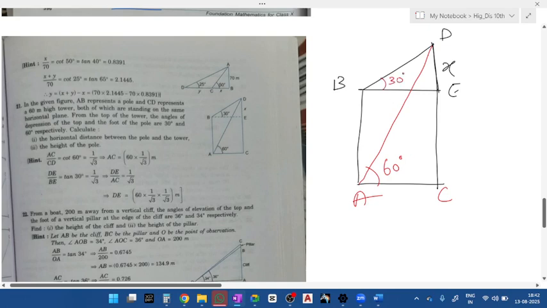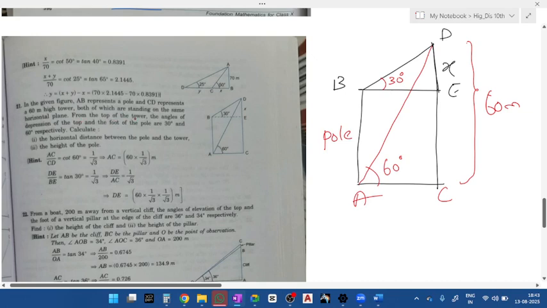60-degree and 30-degree, right? In the given figure, AB represents what? Read the question, students. AB represents a pole, and CD represents what? What is the distance? What's the value? DC. 60, yes, 60 meter. The entire DC is 60 meter, students. AB is the pole. Without reading the question, don't solve. You won't know which value to get. Both are standing on the same horizontal plane.